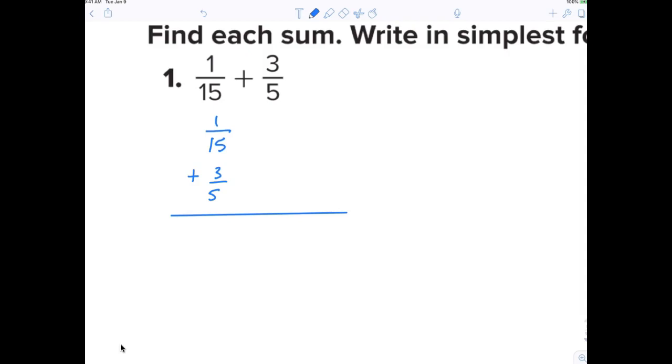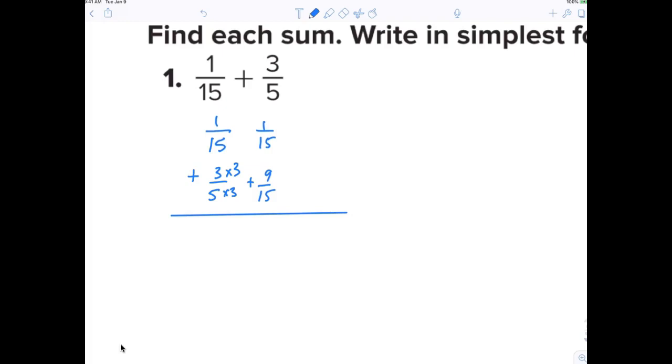So now I'm just going to write the work out this time. I would be multiplying by 3, multiplying by 3. So that has 1/15 plus 9/15. And you can leave out that step if you want to. You can just get the common denominator if you know that.